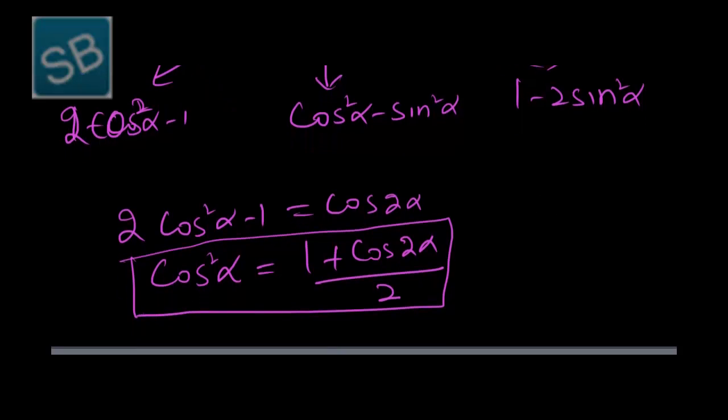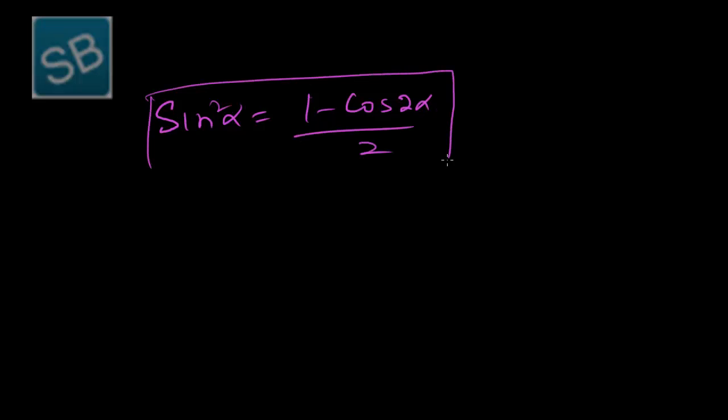And if we have to find the value of sin square alpha, we can write it from 1 minus 2 sin square alpha, which becomes (1 minus cos 2 alpha) over 2. So this is the value of sin square alpha from cos 2 alpha.